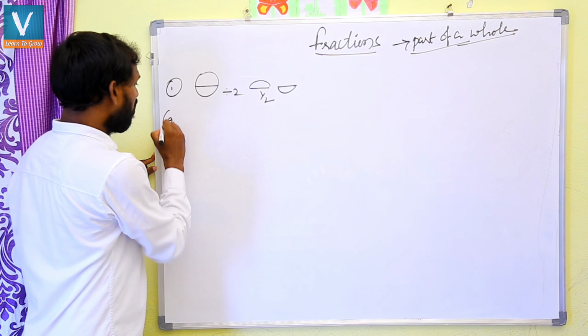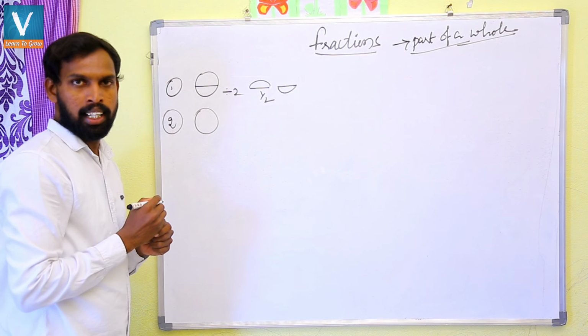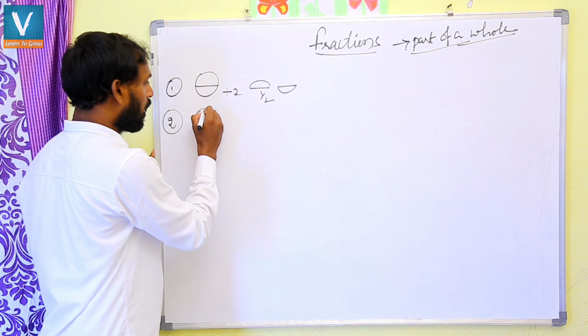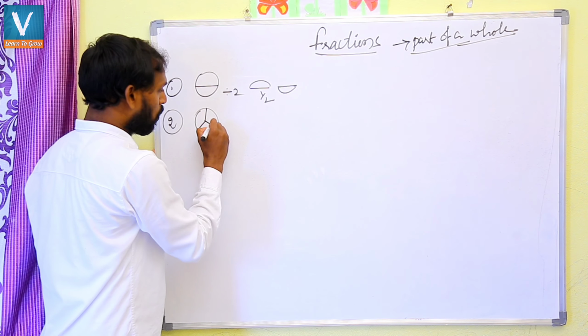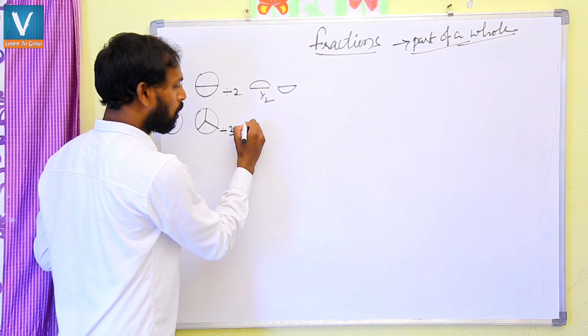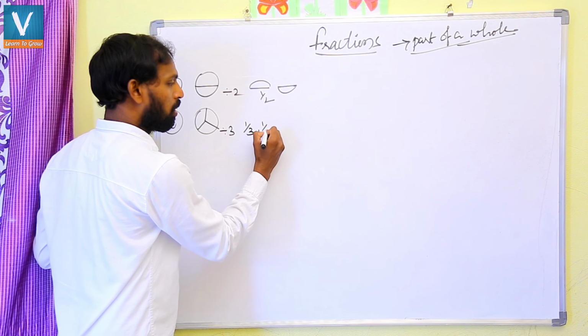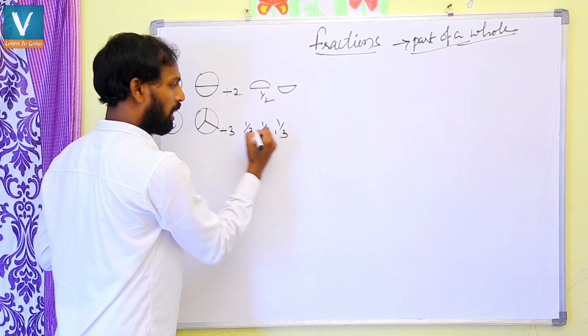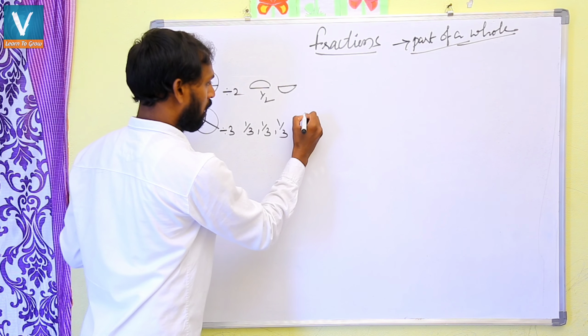In the second case, I'm taking one more pizza. Now I want to share this one with 3 of my students. Then I simply have to divide by 3. Each student will get 1 by 3rd of the pizza.